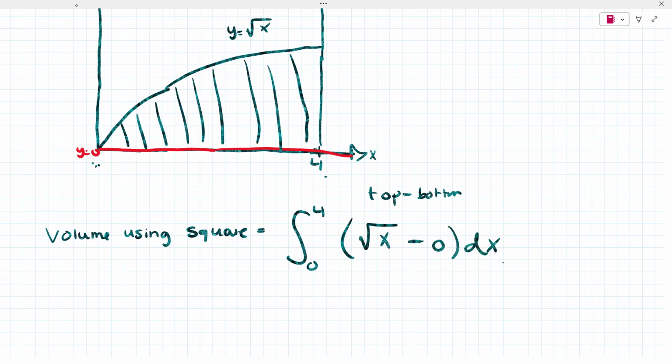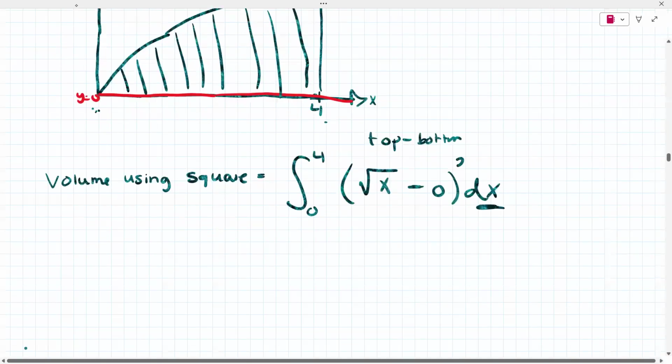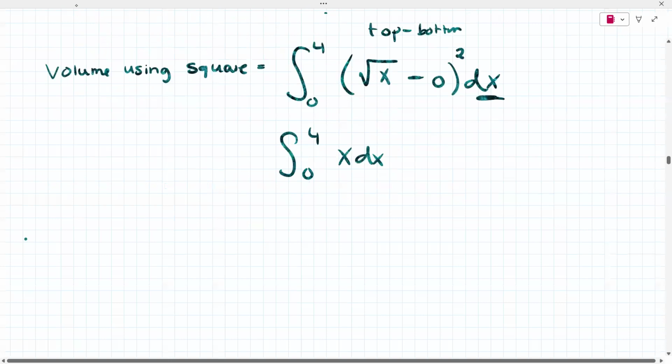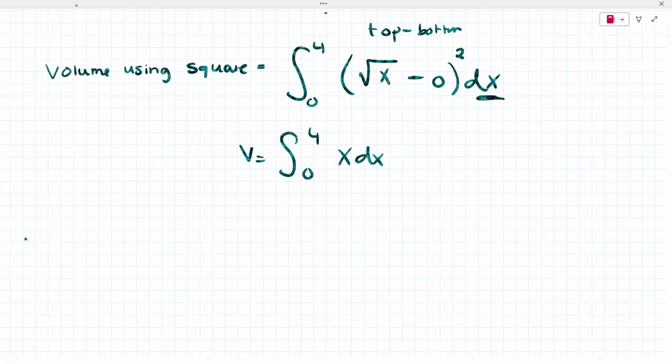So be careful with the d. We have to make sure everything's in terms of x. And then don't forget we have to square this. So if you simplify it, it's going to be 0 to 4, and then radical x minus 0 is really radical x, and then we have to square that. Now that just becomes x dx, and so this would be your volume. I'm not going to go any further because you know how to integrate this, right? So this would be the volume using a square.